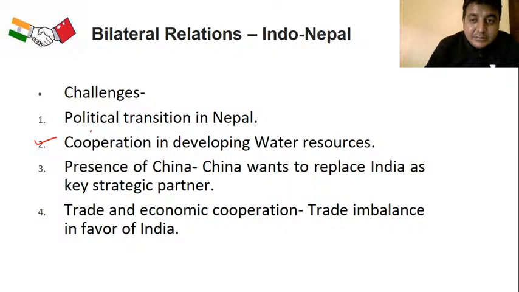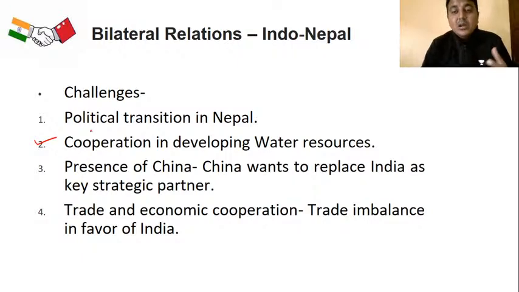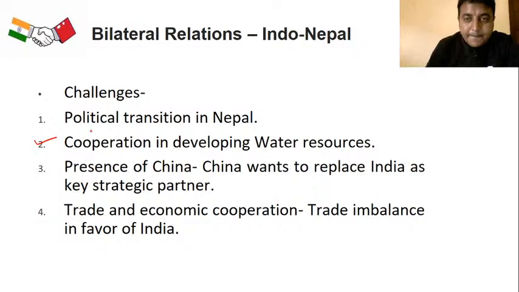We ask them to allow India to build the dam. We are going to build the dam, we are going to purchase the energy, but still Nepal is not supporting India that much. Clear? Next, another important challenge is the presence of China.